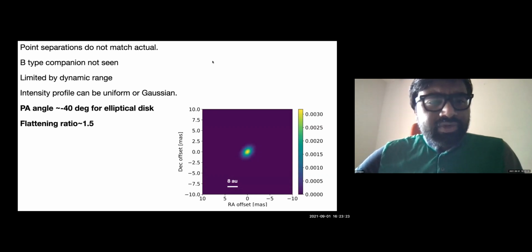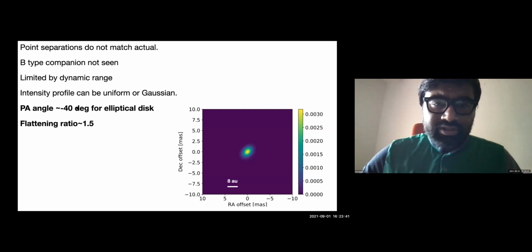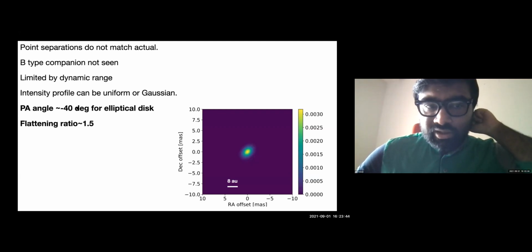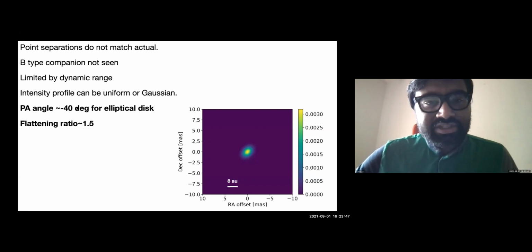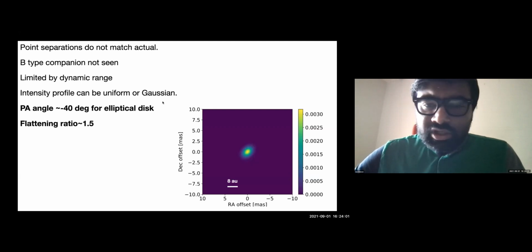We found that the intensity profile for our extended component could be uniform or Gaussian. Both provide adequate fits. The important result is that the position angle for an elliptical disk is about minus 40 degrees. And so if you recall, for the M component, the modeling of the SED yielded a position angle of minus 50. So that tends to suggest that the orientations of the structure in the millimeter regime and in the mid-IR tend to match, and the flattening ratio was about 1.5. Here's just a model image for the elliptical disk.